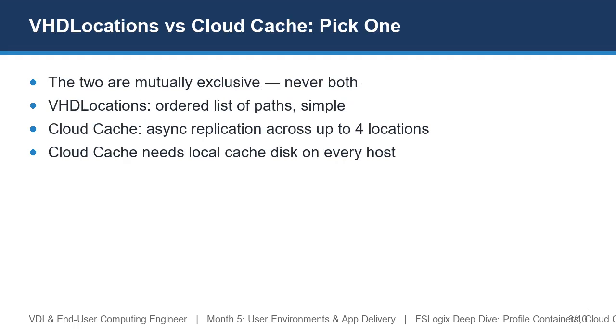This is the decision every architect has to make explicitly. VHDLocations and Cloud Cache are mutually exclusive. You configure one or the other, never both. VHDLocations is a simple ordered list of storage paths. Cloud Cache is a different engine that asynchronously replicates the profile across up to 4 locations and fails sessions over automatically. Cloud Cache buys you resilience but costs you complexity and local cache disk on every session host.